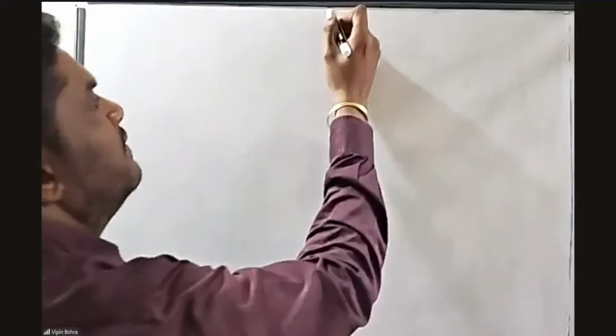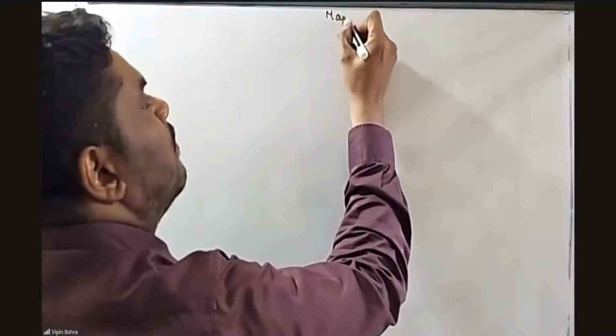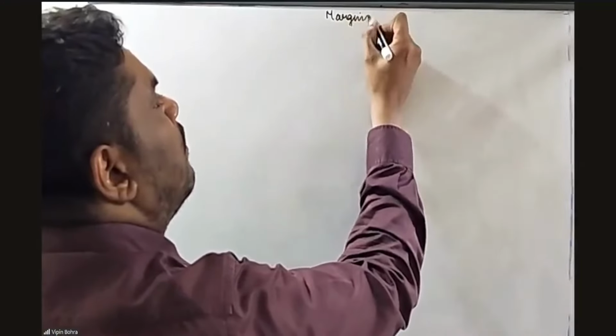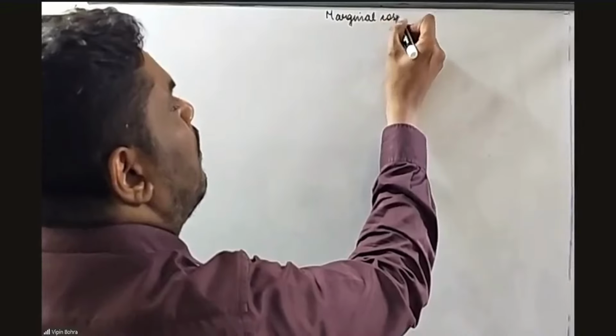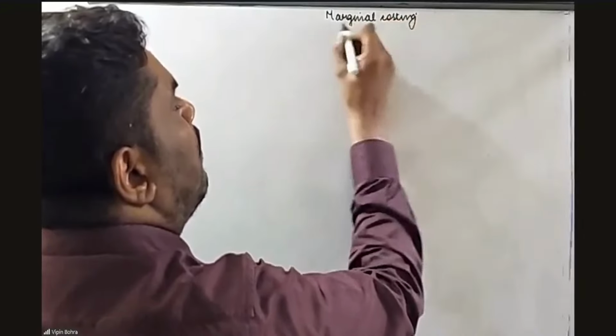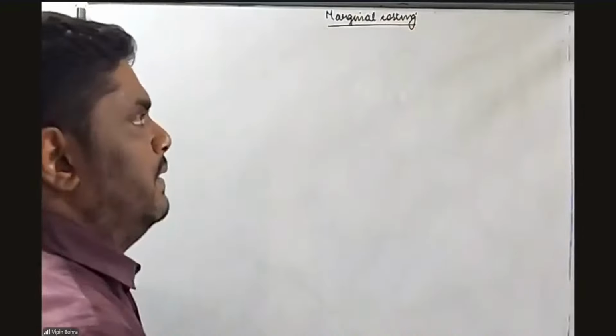So let's start with this chapter, marginal costing, a very important and a very interesting chapter. Again, this chapter has nothing to do with cost calculation. It's a part of management accounting and it assists management in decision making.